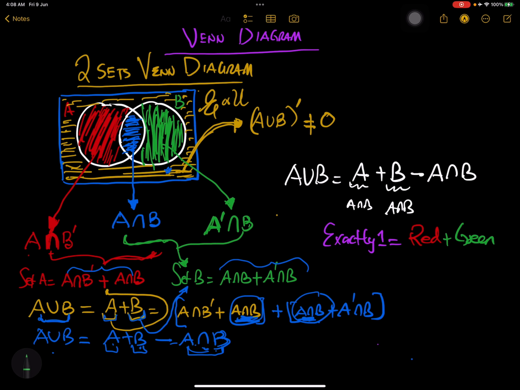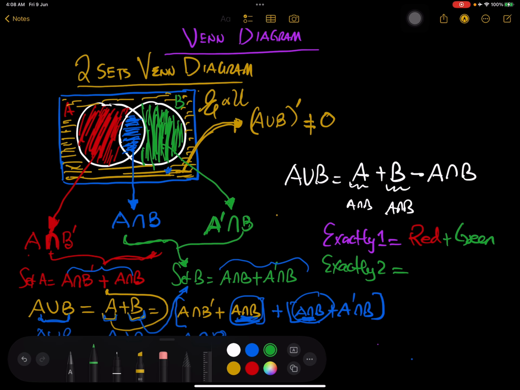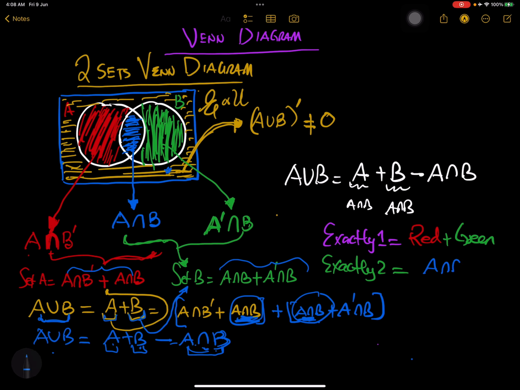But when you talk about exactly two, then you're looking at the A intersection B. You're looking at the blue. The blue is the A intersection B. It gives you exactly two.